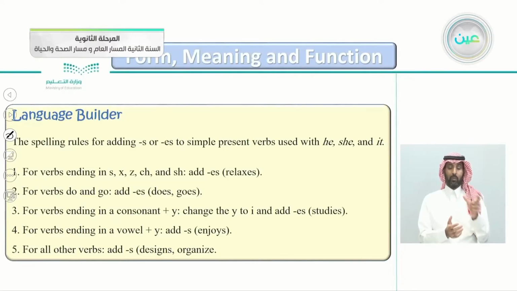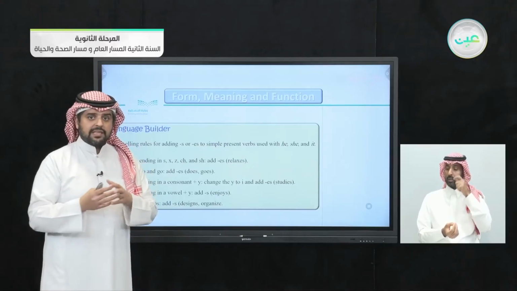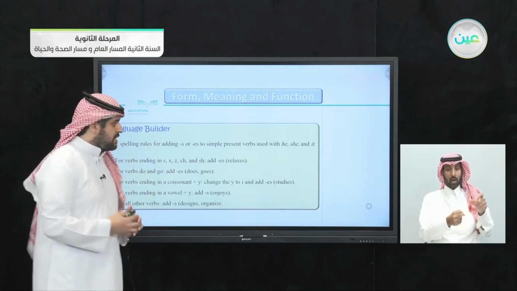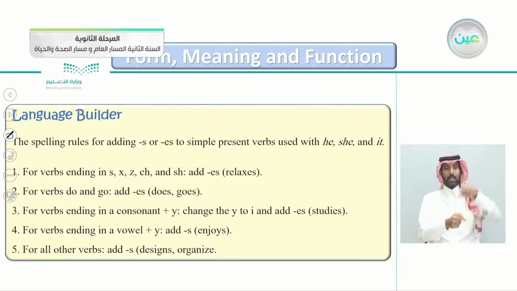Here's a language builder for you, more information. The spelling rules for adding s or es to simple present verbs used with he, she, and it. So you know, when you use the simple present with he, she, or it, we add s or es. So these are the rules, and we'll be studying them now. Number one, for verbs ending in s, x, z, ch, and sh, we add es.